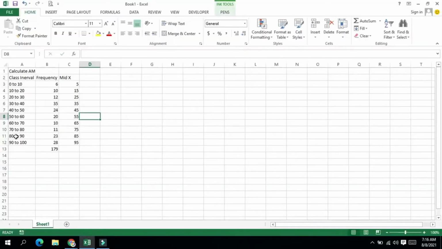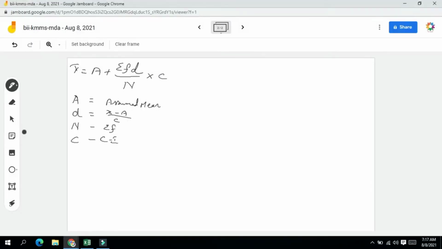What is the difference between the lower limit and upper limit? 0 to 10 is 10. 10 to 20, 20 to 30. The class interval difference is 10. So here c is equal to 10.